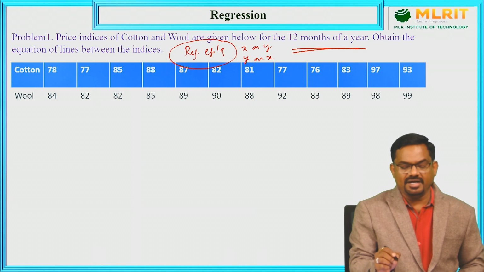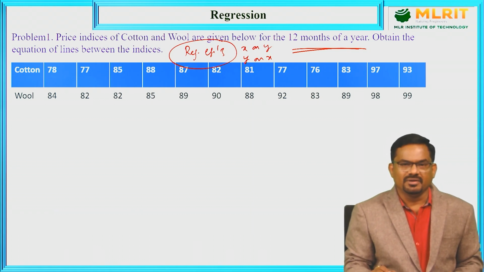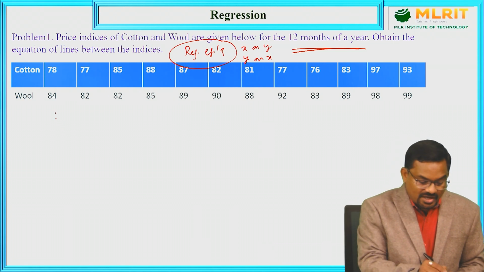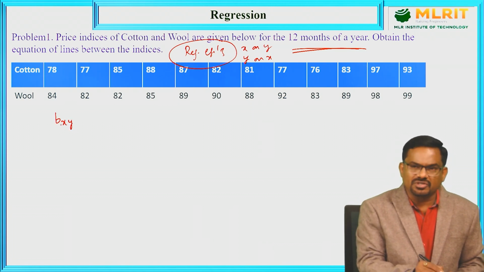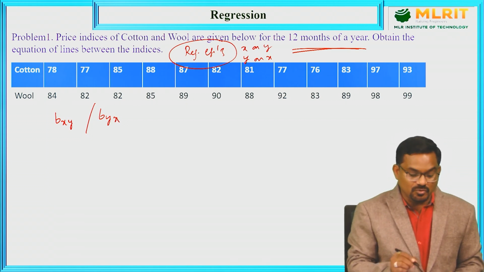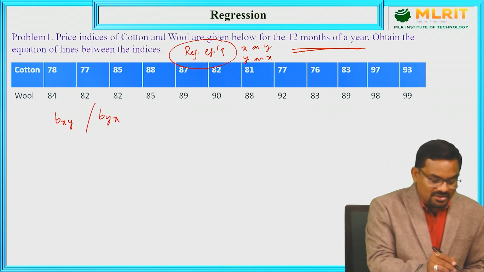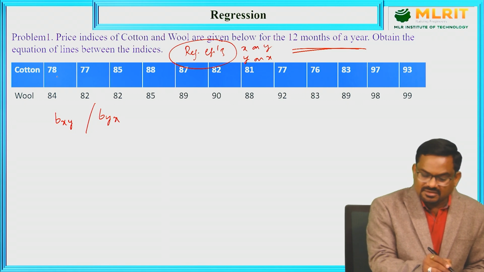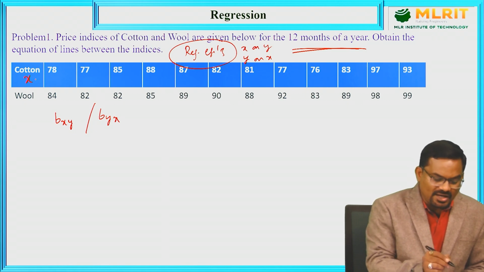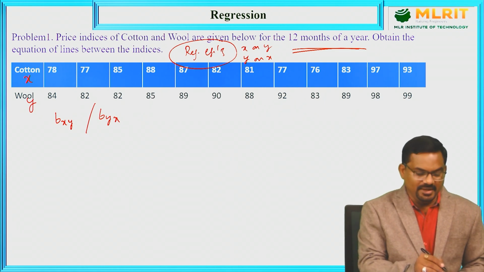Now, to find the regression equations, first we need to calculate the coefficients of regression, denoted by bxy, the regression coefficient of x on y, or byx, the regression coefficient of y on x. To find these, first we need to calculate the means of these two variables. Let us denote the first one, the cotton indices, by small x and wool by small y. Let us calculate the mean values.